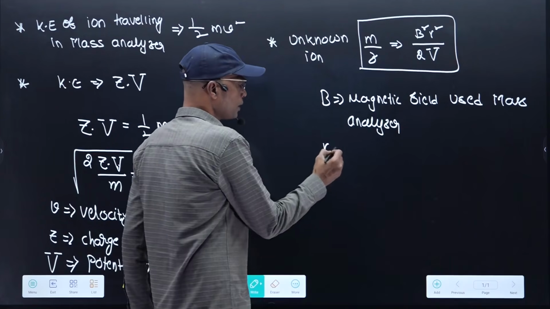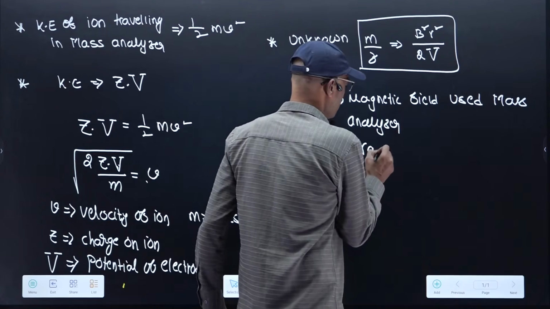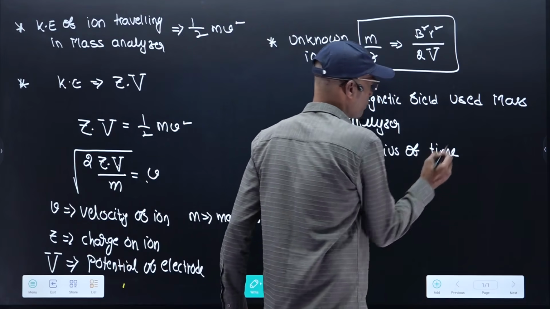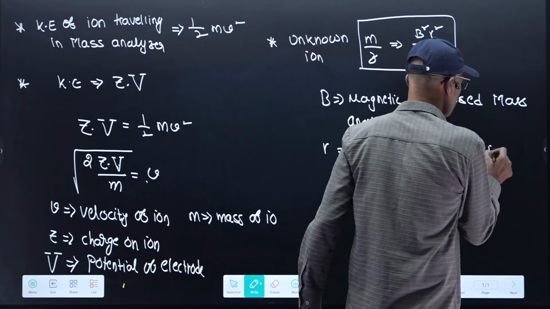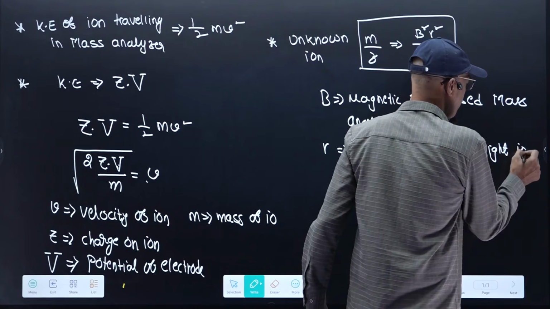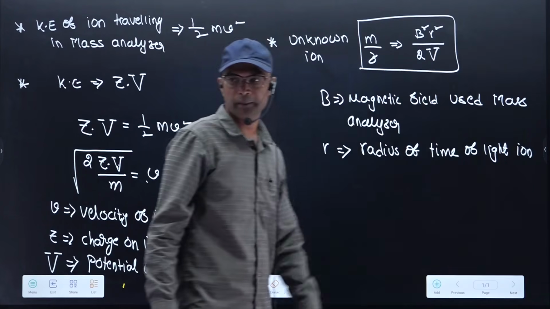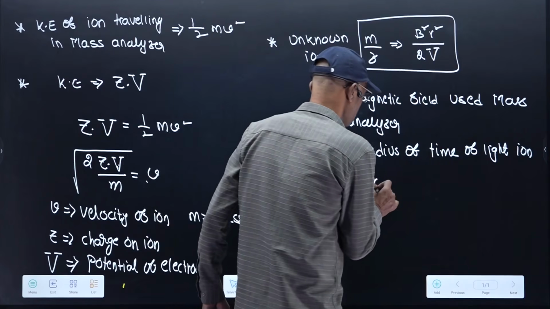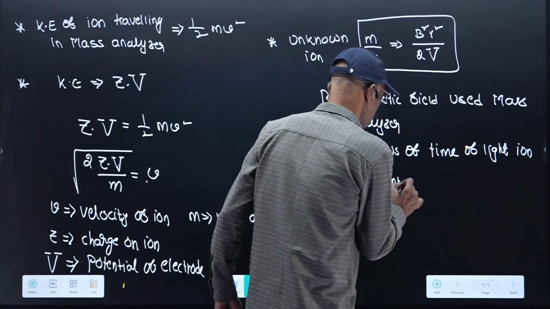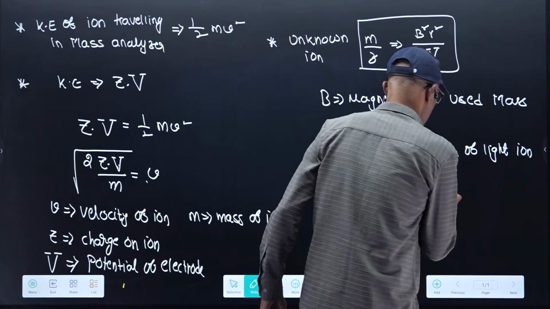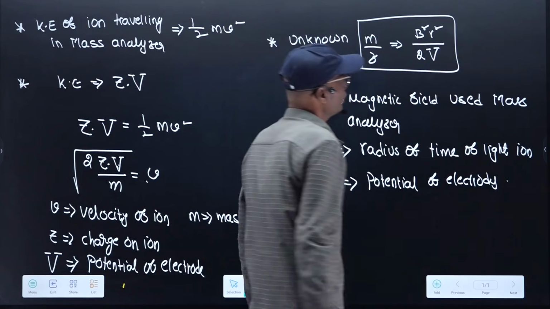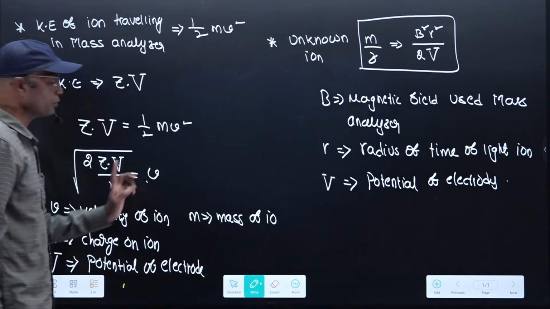What is the magnetic field used in the mass analyzer? What about R here? Radius of the time of flight ion. Okay, what will be the radius of the time of flight ion? Then what about V? Potential of electrodes. This is the variable symbols required to calculate m/z value and velocity in mass spectrum.